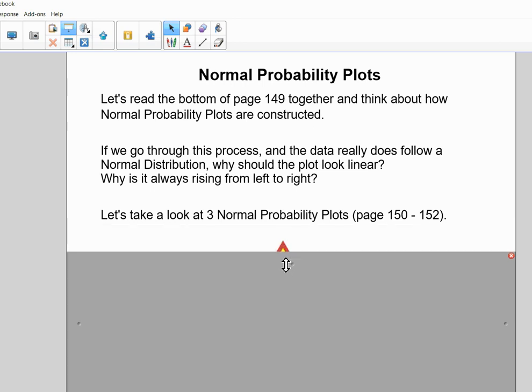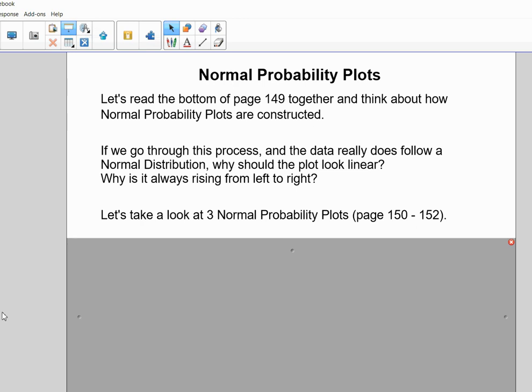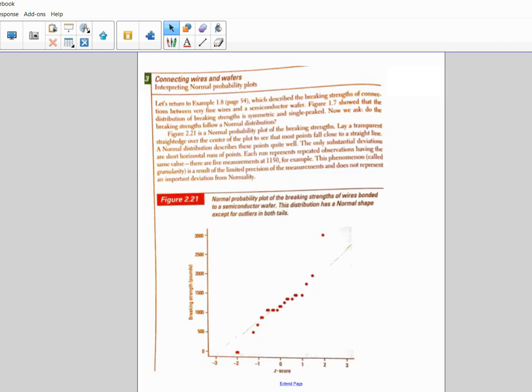So we're going to take a look at 3 normal probability plots, and these are in your books. I took screenshots for up here too, but on page 150 to 152. So here's a couple examples. This, I believe, is on page 150, okay? Here's a normal probability plot of the breaking strengths of wires bonded to a semiconductor wafer. So look, here is this example refers back to some data on page 54, okay?